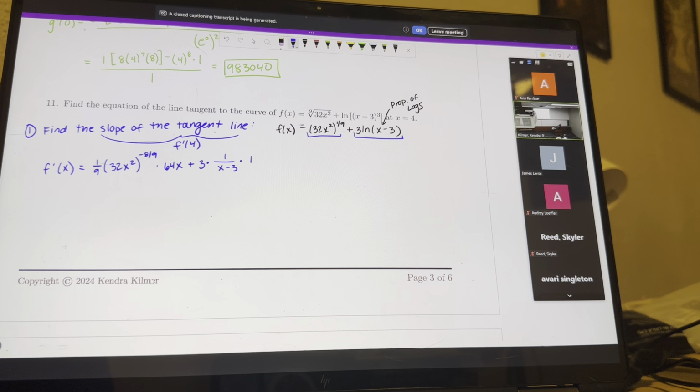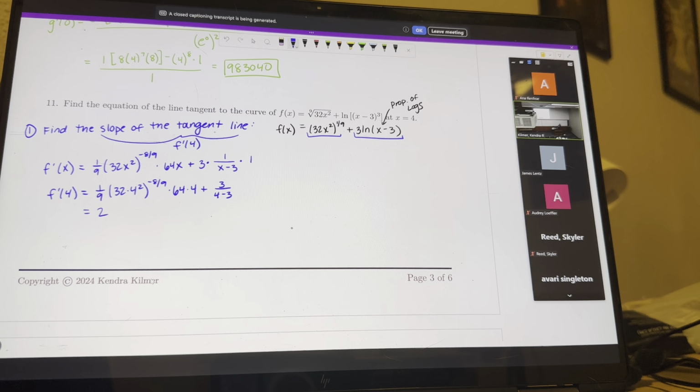Okay, so then we want to evaluate this at 4. So we have 1/9 times 32 times 4 squared raised to the negative 8/9 times 64 times 4 plus 3 divided by 4 minus 3, if I combine all that together. I'm not going to take the time to type this all in. But it ends up being 2.